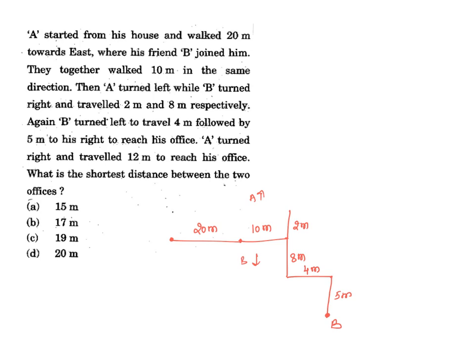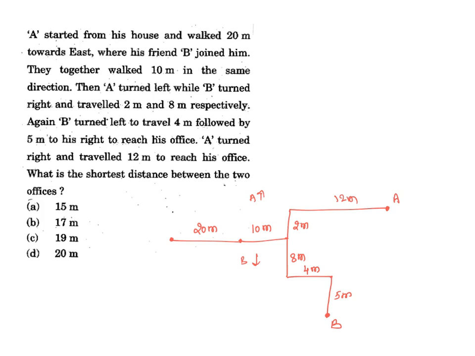Now A turned right and traveled 12 meters to reach his office. So A turned 12 meters right to reach his office. Now this is the office of A. Now he is asking you, what is the shortest distance between the two offices? Now let's find out the shortest distance between the two offices.